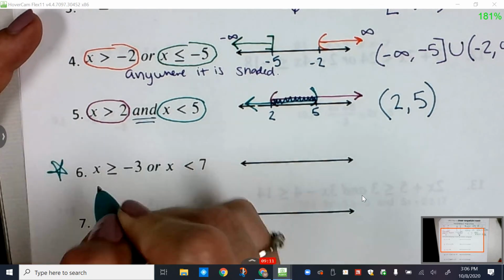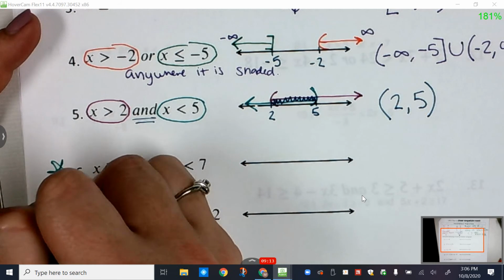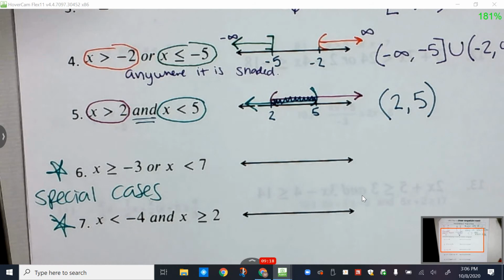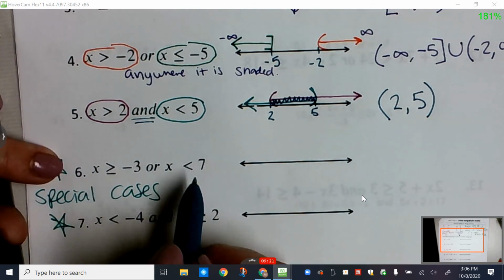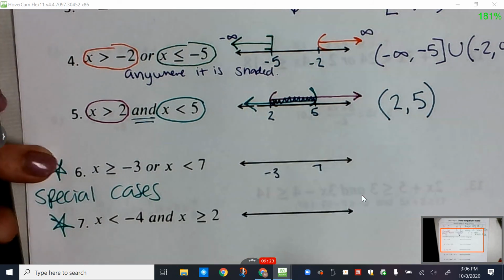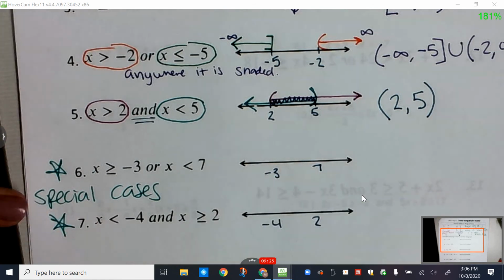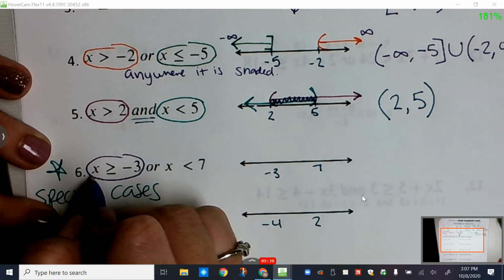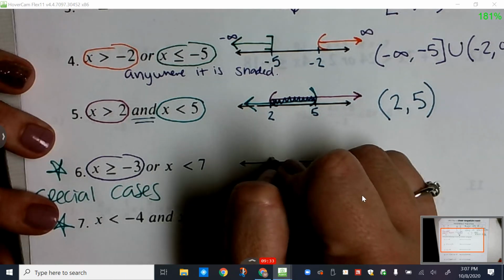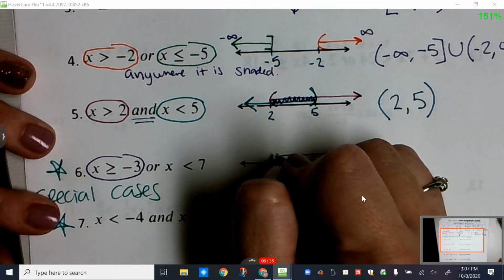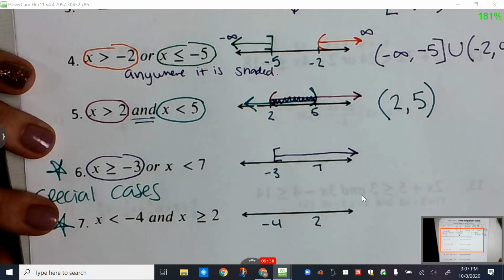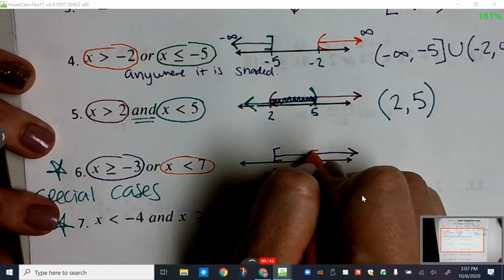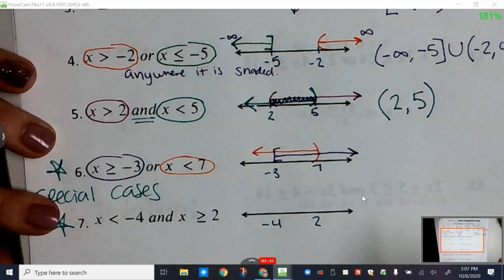Now these next two are special cases. Okay, and knowing that, we're going to put our numbers on there. So -3 and 7, -3 is smaller. Here we have -4 and 2. Okay, so again, take it one piece at a time. This is X is greater than or equal to -3. So greater than is to the right, equal to is a bracket. Okay, then we have X is less than 7. So less is to the left, and it has a parentheses.